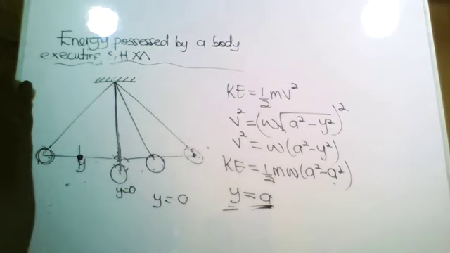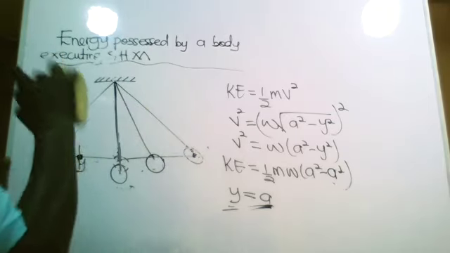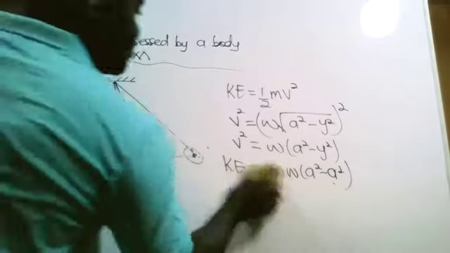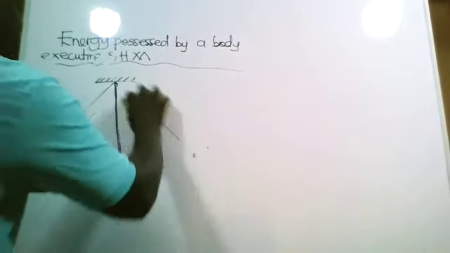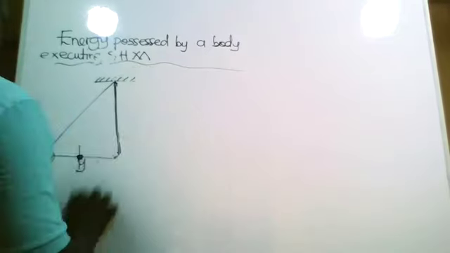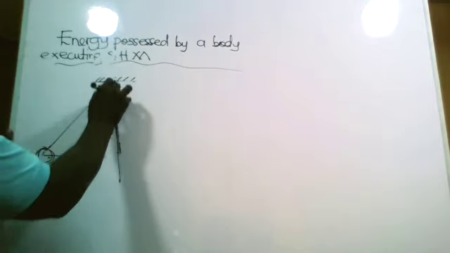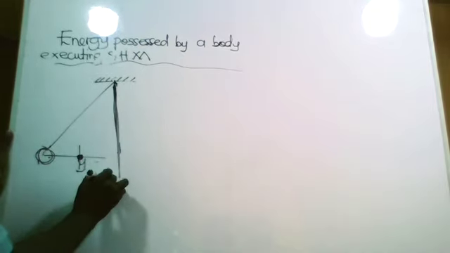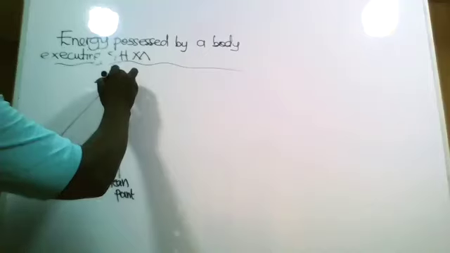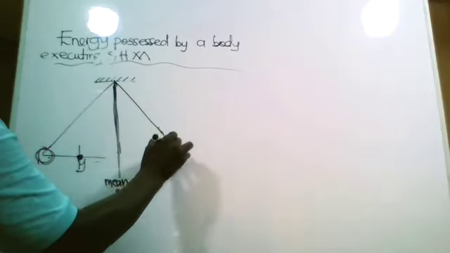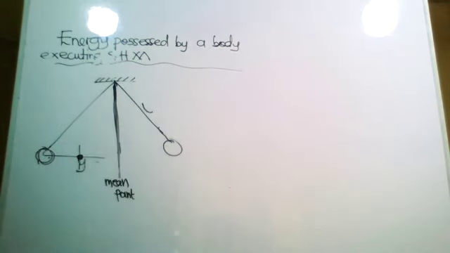How do we calculate its potential energy for a simple pendulum? For a simple pendulum, how do we calculate its P? This is the mean point. The body is here. This is L, the length of the string.